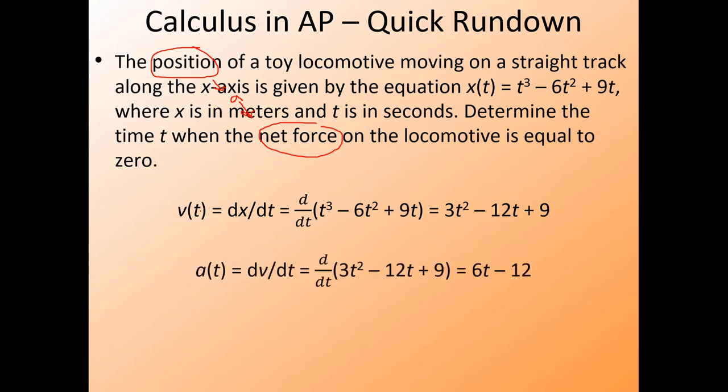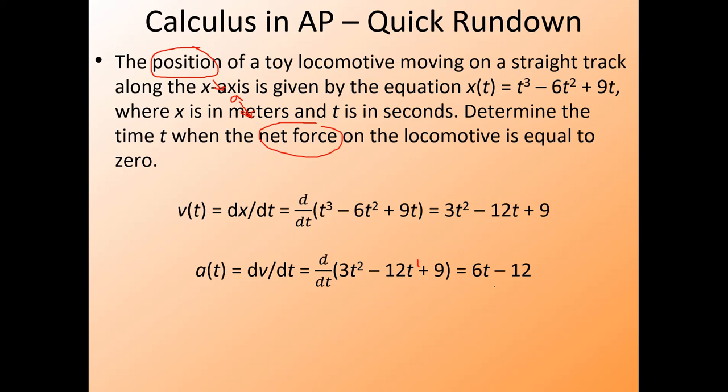Acceleration is just doing the derivative one more time. So 2 times 3 gets me 6. I take 1 away from the exponent of t, so it just becomes t. The exponent's 1, so it just becomes minus 12. And the 9 drops out because it's a constant now. So now I have 6t minus 12.